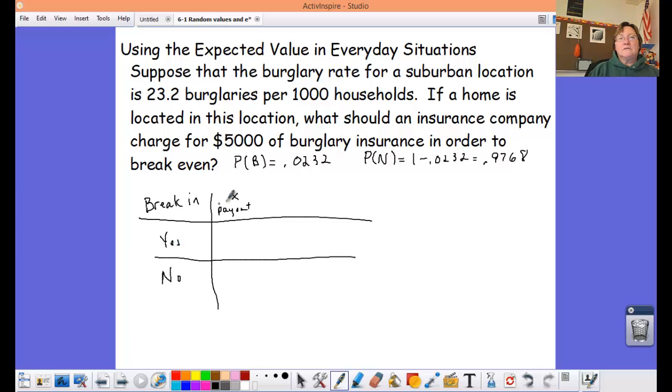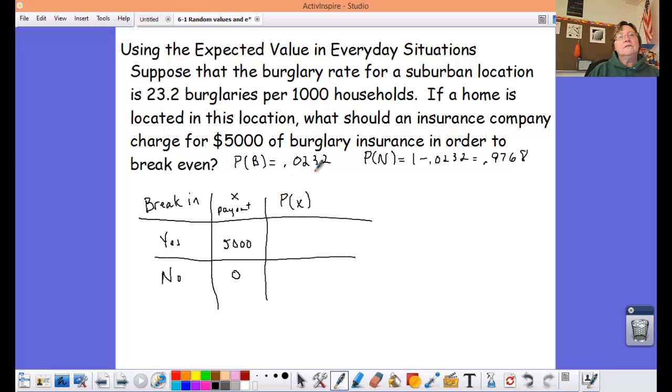Well, if there's a burglary, you're going to get $5,000, because that's what it's talking about right there. If there's not a burglary, you get nothing. Well, that makes pretty good sense. Now we can talk about the probability that X happens, the probability that the company has to make a payout.